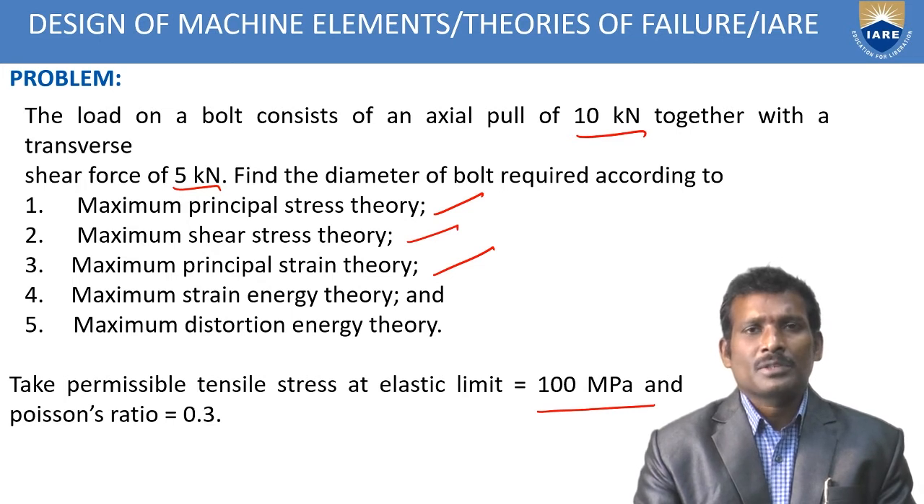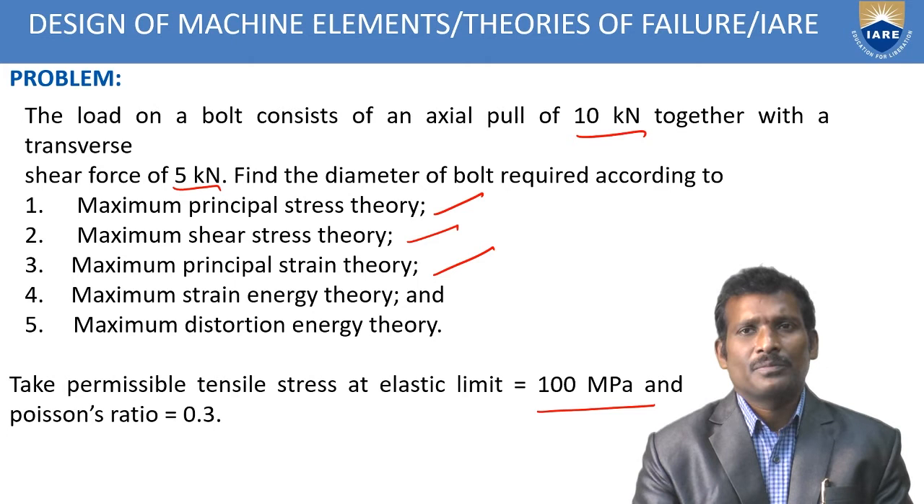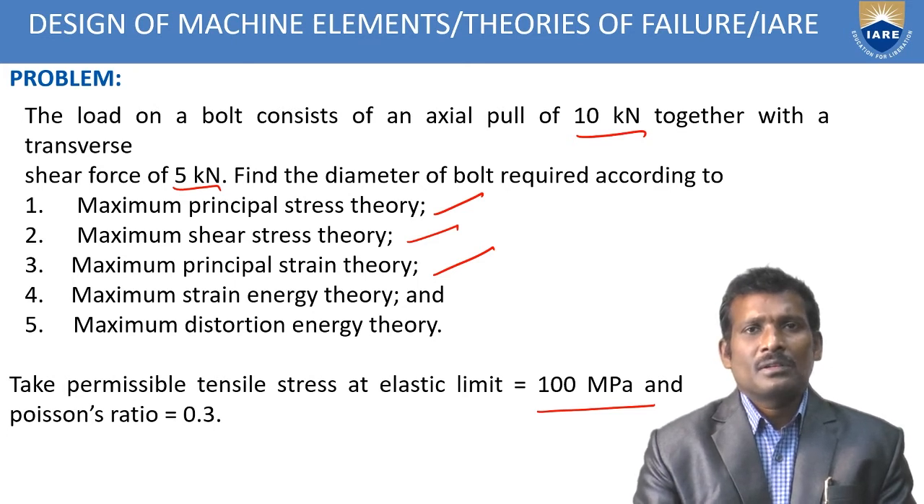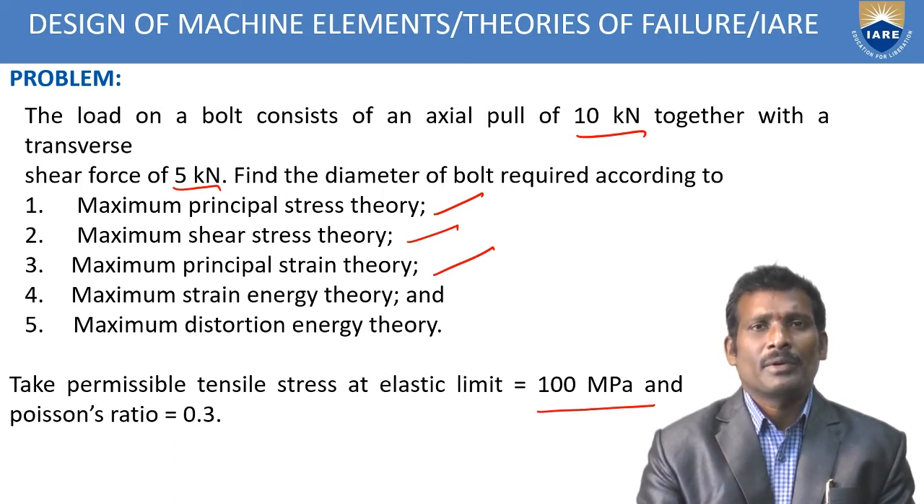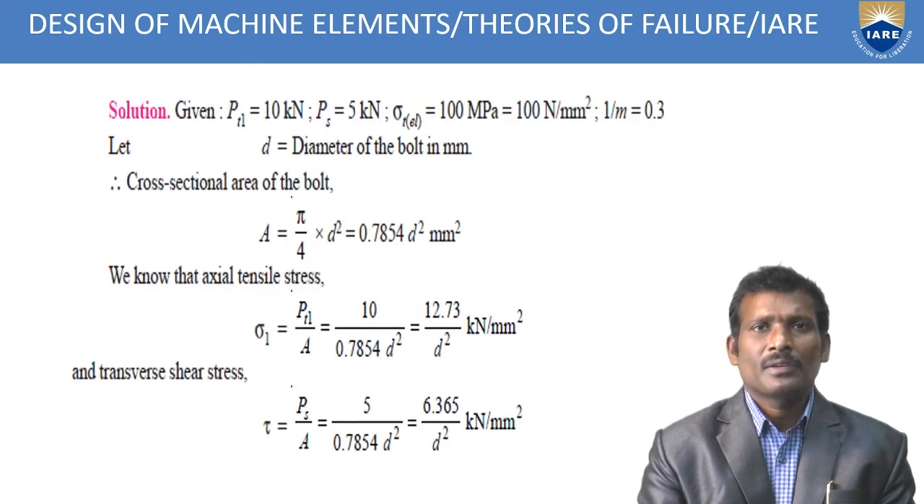Here two types of loads are acting: one is tensile load, another one is shear load. In this situation, find the diameter of the bolt. What is the diameter of the bolt according to the maximum principal stress theory? We apply different theories to find out the diameter of the bolt. One by one we will see.